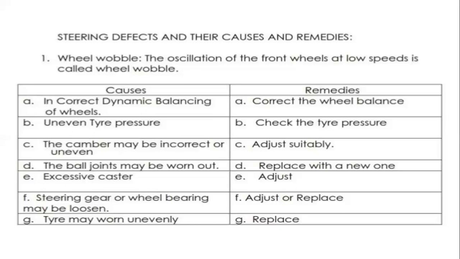If the tire wears unevenly, it is going to be replaced. So we want to replace the tire. So these are the steering defects. The first defect is the wobbling of the wheel, and the condition is to be adjusted for the wheel wobble.